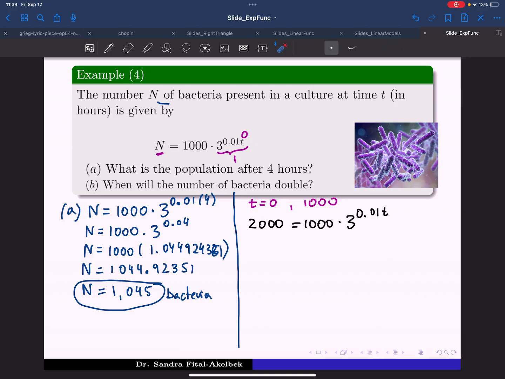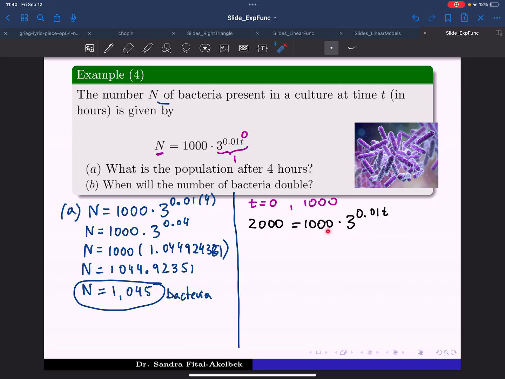One more time. First, I'm looking at the number of bacteria at time 0, how many there were at the beginning, because then we're going to double that amount. So at the beginning, I substitute 0 for t. 0 times 0.01 is 0. 3 to the power 0 is 1. 1 times 1000 is my 1000. So if initially it was 1000, to double would be 2000. And that's my n. And then we just need to solve that equation.